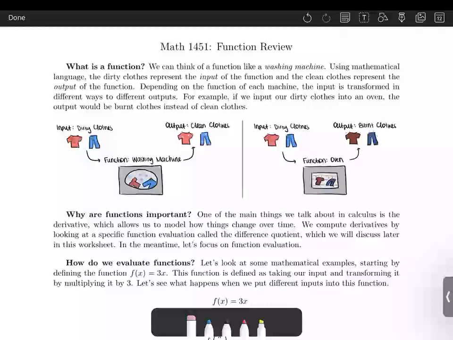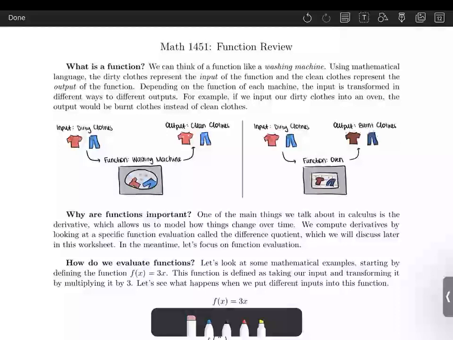If we put that same input of dirty clothes into another machine in our household, such as an oven, well, our input would be dirty clothes, but our output would be burnt clothes because the function of an oven is something different. So whenever we are given a function in math, we should think about it as, okay, what is the point? What is the function of this function?